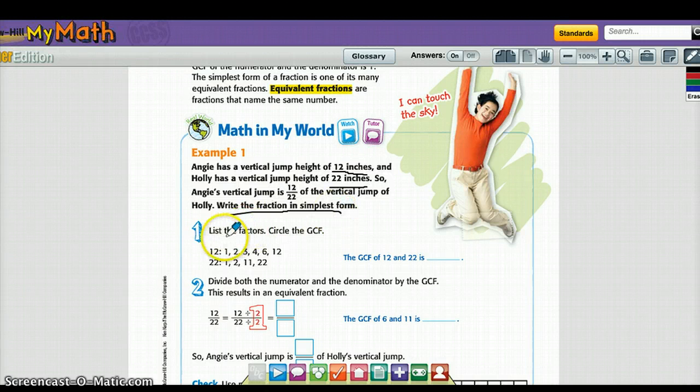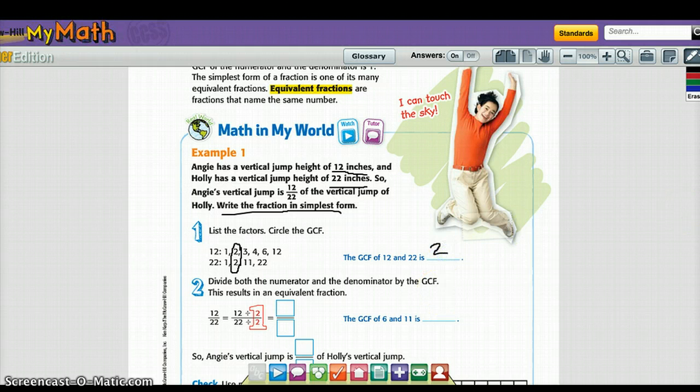So, I can first list the factors of 12 and 22. If I list all the factors of 12, I have 1, 2, 3, 4, 6, and 12. If I list all the factors of 22, I have 1, 2, 11, and 22. So now I need to circle their greatest common factor, the largest one they have in common, which in this case is 2. So the greatest common factor of 12 and 22 is 2.